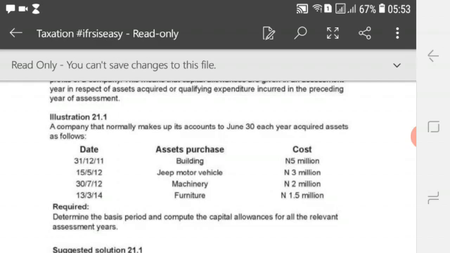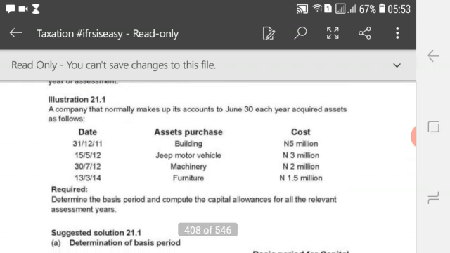But look at it. The company makes up its normal accounts to 30th June each year, acquiring the following assets. We're given the date on which each asset was bought, the asset that was purchased, and the cost. Looking at the dates, you see that only one asset was acquired in the year 2011, then two assets were acquired in the year 2012, then only one asset was acquired in the year 2014.